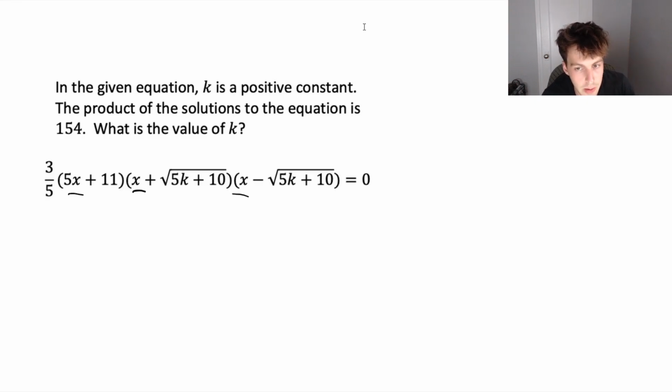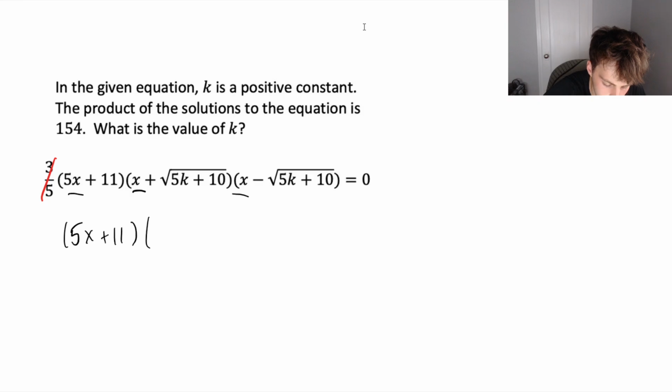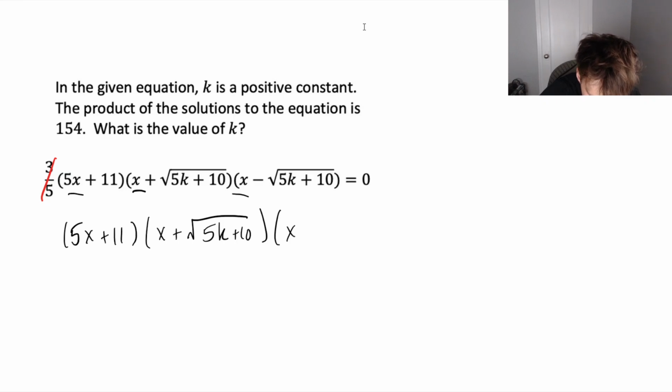And it's telling us in the question that the product of the solutions, so the multiplication of our first solution times our second solution times our third, will be equal to 154. So that's all that we're given. Okay, so let's try to find the solutions. First off, we know that this is equal to 0, so we can multiply both sides by 5 over 3. That's going to cancel out our 3/5 on the left side, and it's multiplied by 0 on the right side, so that will remain 0. We now have 5x plus 11, and we have x plus square root of 5k plus 10 times x minus square root of 5k plus 10 equals 0.